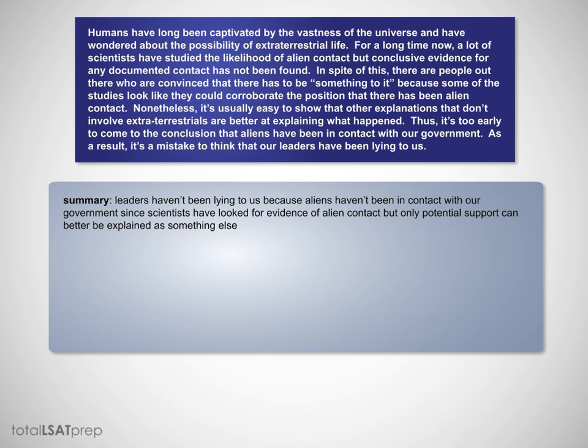So summarizing the conclusion and premises, we can say leaders haven't been lying to us because aliens haven't been in contact with our government, since scientists have looked for evidence of alien contact, but only potential support can better be explained as something else. So you see, if you go through the argument sentence by sentence, picking out the key concepts in each sentence and paying attention to their connections to what came previously, you can develop a good idea of what the argument is talking about and what the conclusion and support for that conclusion is.